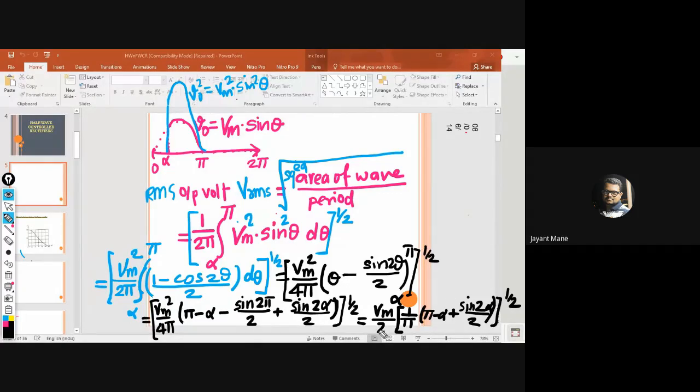Now if I also write it for current, then what will be the difference? Just the R term will come here, Vm by R. The rest of the things are the same.